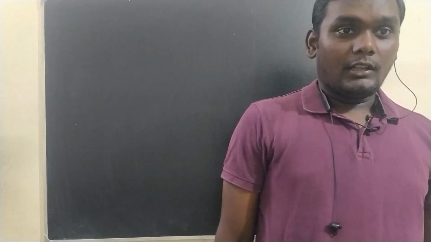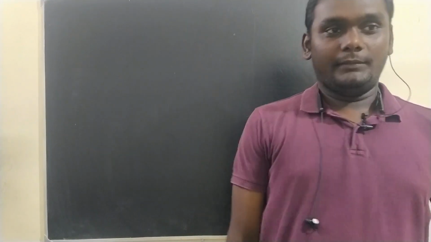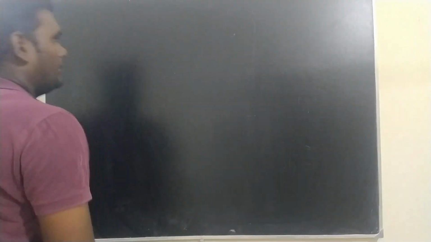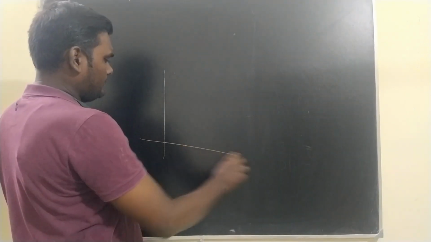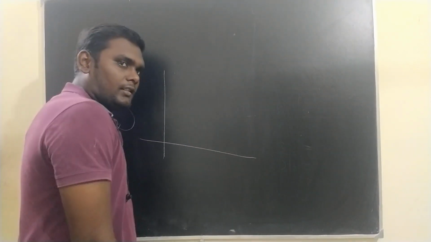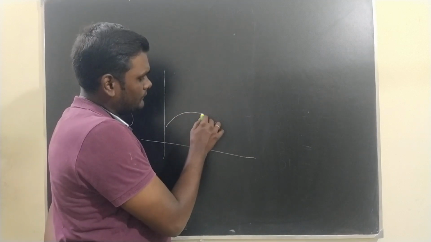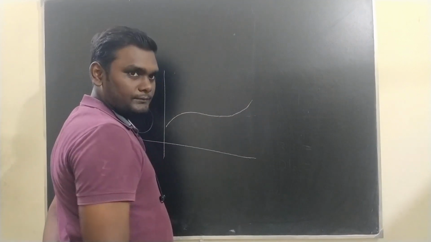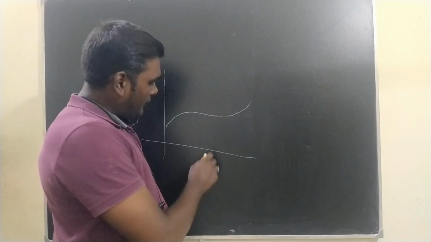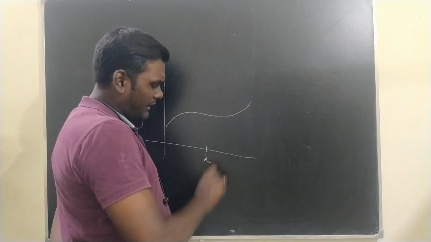Continuity. Continuing further with continuity. You see, continuity means what we saw previously. The graph of a function will go on and on. We need to check whether that function is continuous at a particular point A.